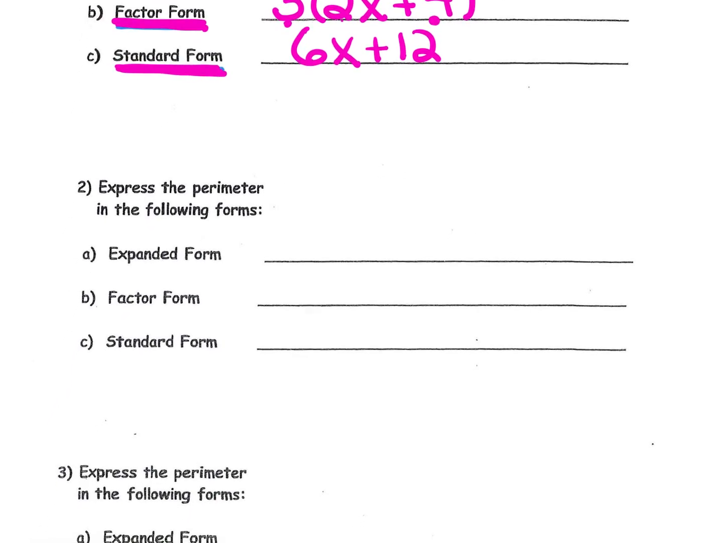For number 2, let's draw a perfect square. We know in a square, all 4 sides are congruent. If we say the length of the right side is 3x minus 5, that means each of the other sides can be represented with that expression.